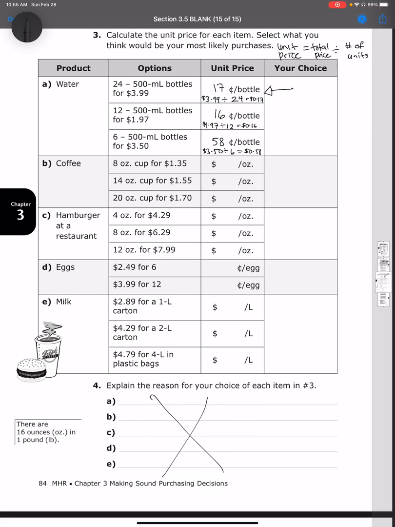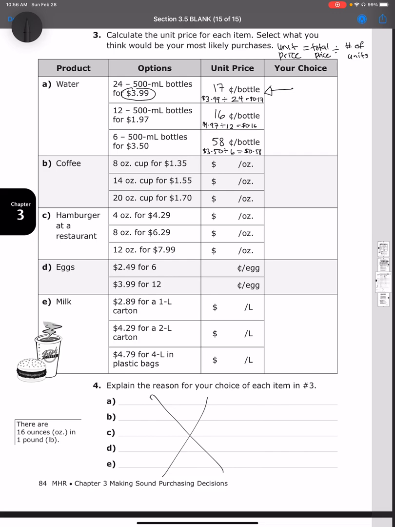So even though the 24 package is the most expensive option because it's $3.99, I am getting more quantity, right? I'm getting 24 water bottles, and each water bottle is essentially priced at 17 cents. So it's just a better buy. Now let's go to the coffee.